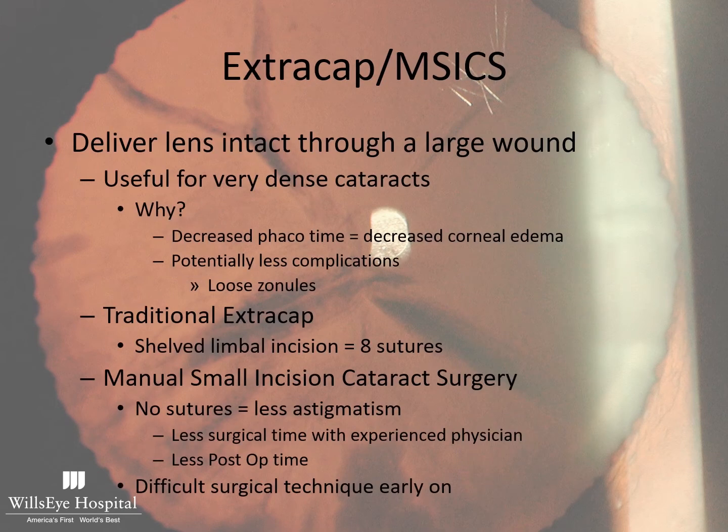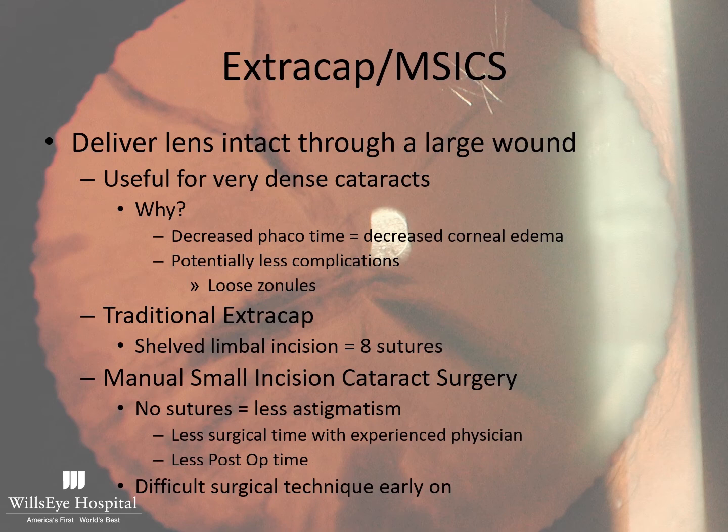And then extracap or M6, manual small incision cataract surgery. You can deliver the lens intact through a large wound. This is useful for very dense cataracts. Why? Well, you don't have phaco time, so you're not transferring phaco energy to the cornea. And potentially fewer complications can be helpful in cases of a zonulopathy, although typically that's in the hands of someone who's a talented M6 surgeon. It is easy to prolapse the capsular bag with the lens in a significant zonulopathy.